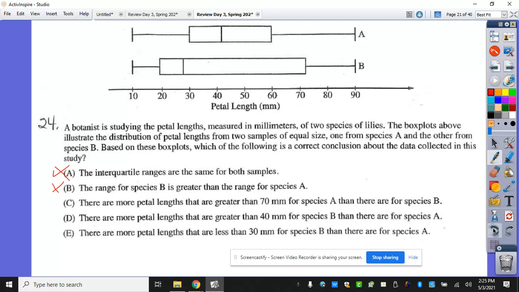There are more petal lengths. So if I'm comparing one to the next of a box plot, is it always okay to just say there are more in one than the other? What is a better word choice here? What is a better way to say that when I'm comparing two box plots that I know absolutely nothing about? What do I know about this box right there?